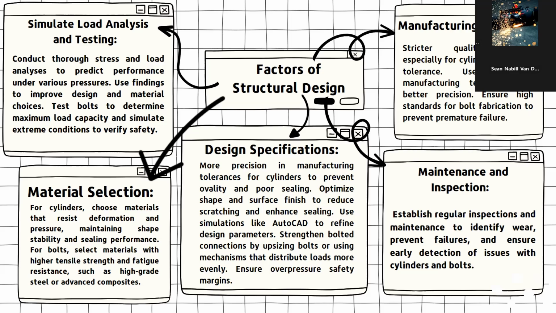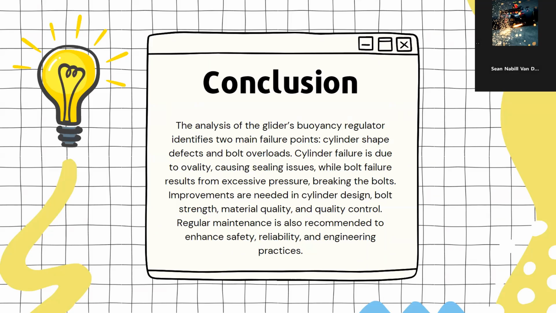By focusing on these areas, the likelihood of failure can be significantly reduced, resulting in safer and more durable mechanical systems. In conclusion, addressing material selection, design improvements, and manufacturing precision is essential for preventing mechanical failures in components like cylinders and bolts. By implementing regular maintenance and inspection, we can ensure long-term reliability and safety in these systems.